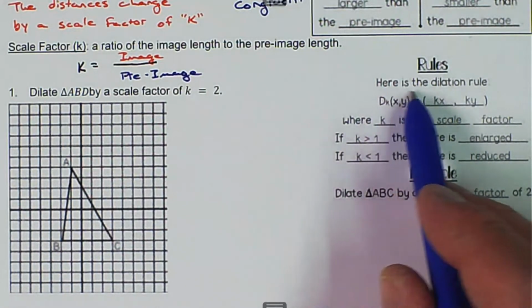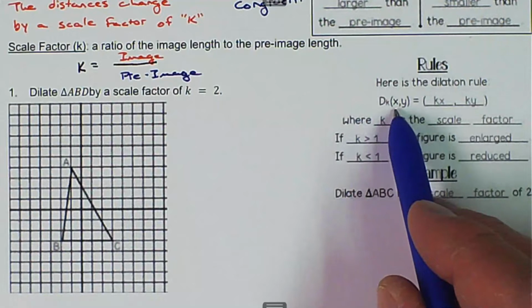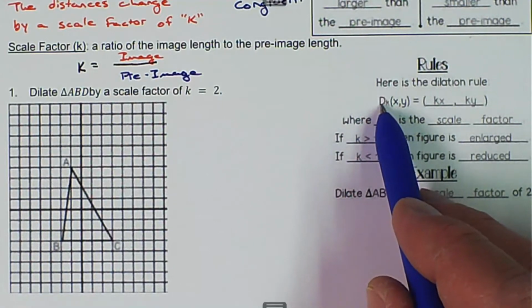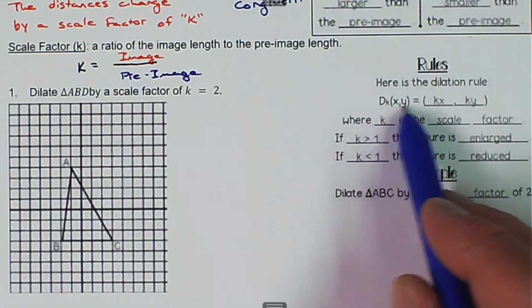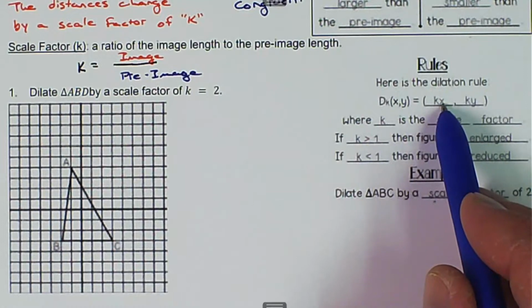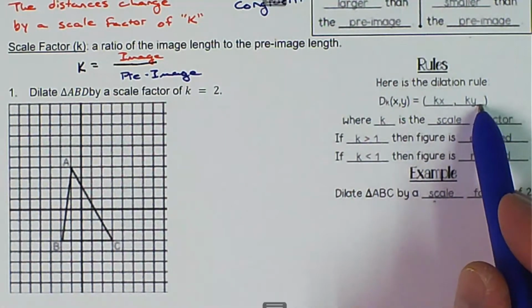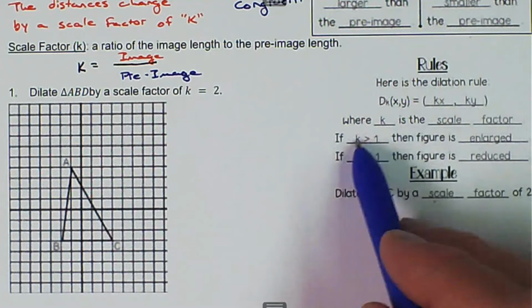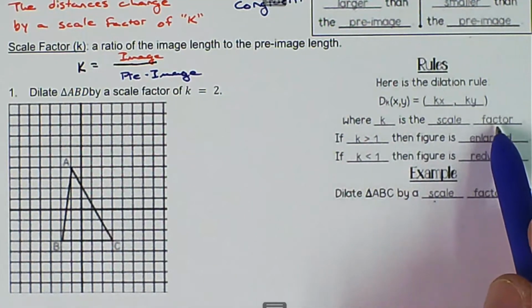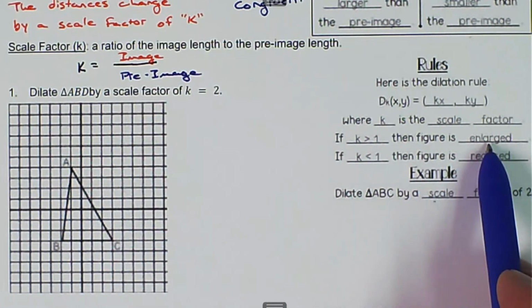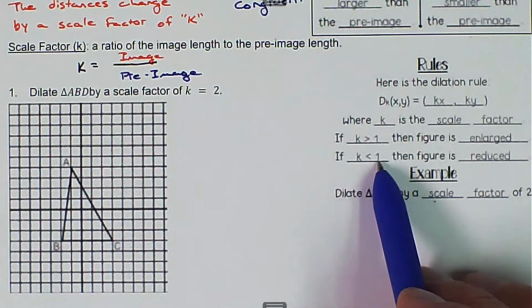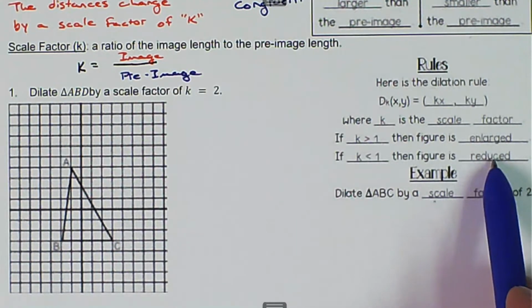Okay, here is the dilation rule. So if you have a capital D for dilation of K, and you want to do that to all the X and Y coordinates, all you do is take the K value and multiply it by the X, and the K value and multiply by the Y. Where K is a scale factor, if K is greater than 1, then the figure is enlarged. If K is less than 1, then the figure is reduced.